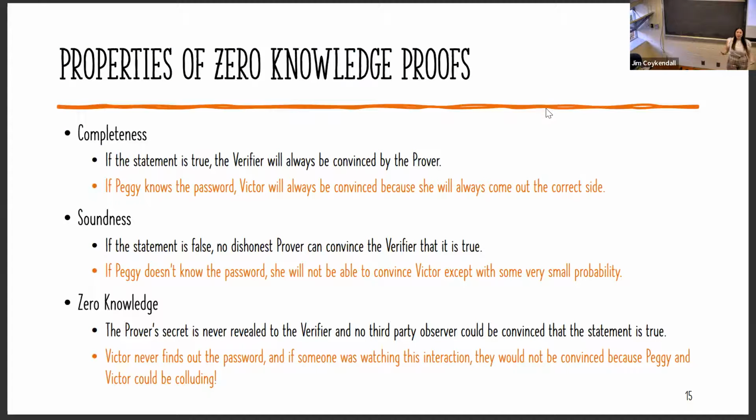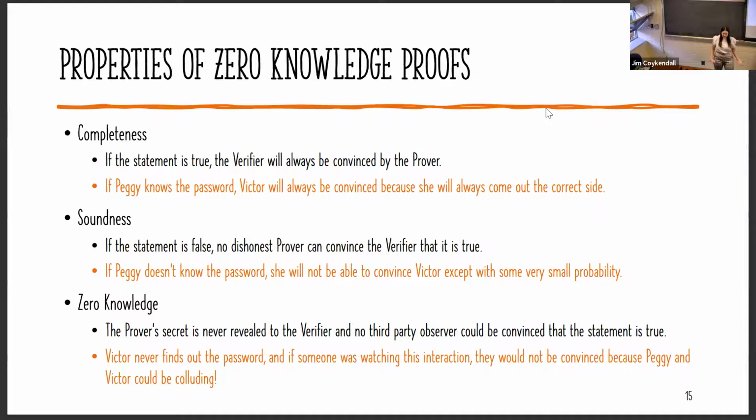So just like I talked about the properties of interactive protocols, I'm going to talk about the properties of zero-knowledge protocols or proofs. Similarly to interactive protocols, zero-knowledge proofs have completeness. If the statement is true, the verifier will always be convinced by the prover. In the cave example, if Peggy knows the password, Victor will always be convinced because she will always come out the correct side. In our colored ball example, I as the verifier will always be convinced because Jazzy could tell me when I flipped the balls every single time.